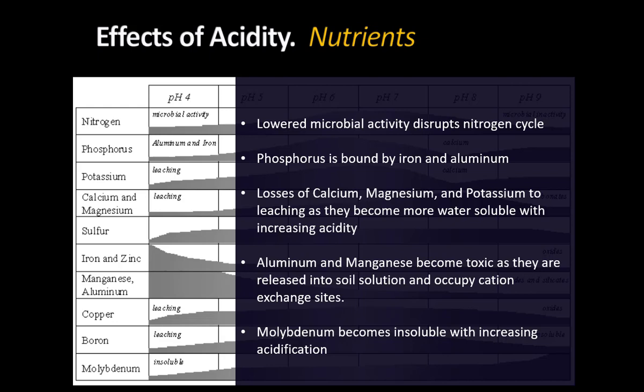I've just listed a few things that happen in terms of lowered microbial activity, phosphorus bound by iron and aluminum, losses of calcium, magnesium, potassium to leaching. That was just what I described a little bit. The aluminum and manganese become toxins as they are released into the soil solution. Molybdenum, which we just learned about yesterday, and which I think maybe would have been a factor in some of these pots over here. We learned yesterday, and you might remember, what's the enzyme that's important in nitrogen fixation? Nitrogenase, right? It requires molybdenum as an essential nutrient. That molybdenum becomes less and less available as the pH goes down.